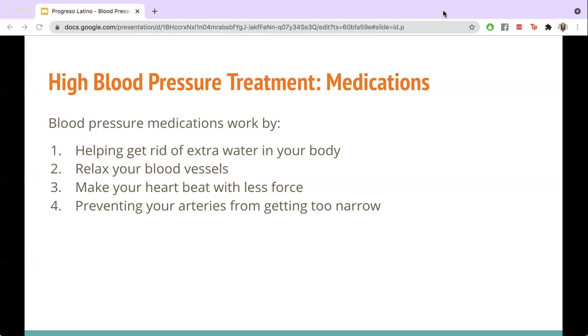And another way they work is to prevent your arteries from getting too narrow. In our body, we have certain chemicals that will tell our arteries to get small. But when our arteries get small, that will make blood pressure higher. So there are medications that help prevent our vessels from getting too narrow to keep blood pressure under control.